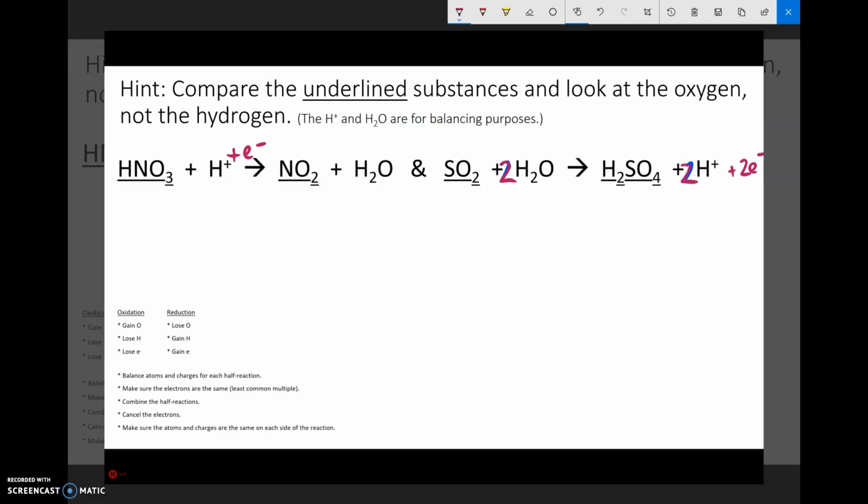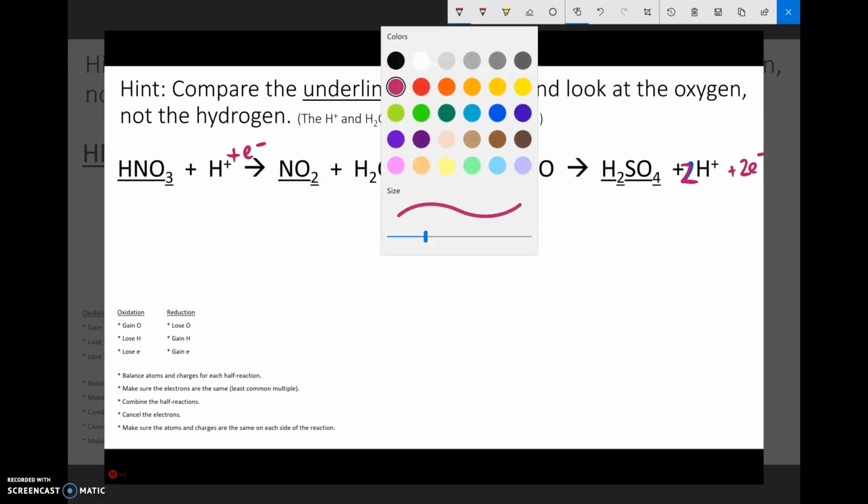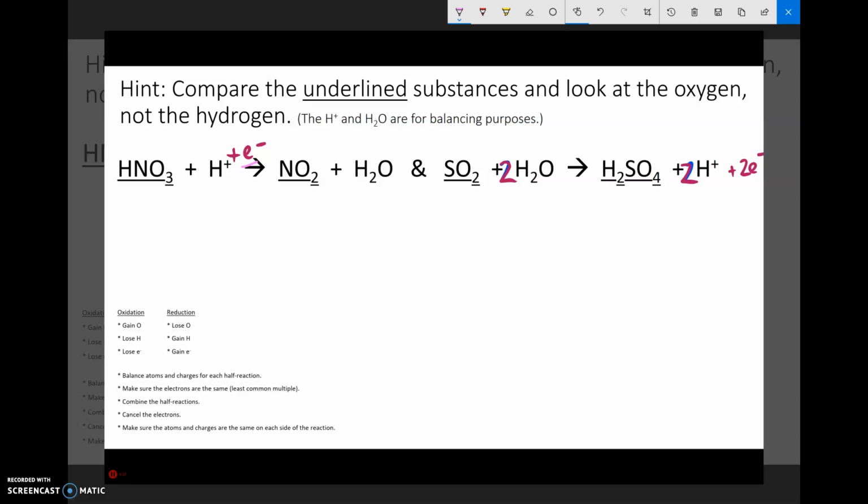Okay, now let's look at our electrons. Are they the same for both half reactions? On the left half reaction, we only have 1 electron. On the right, we have 2. So we're going to multiply this entire reduced half reaction by 2. Okay, by 2.